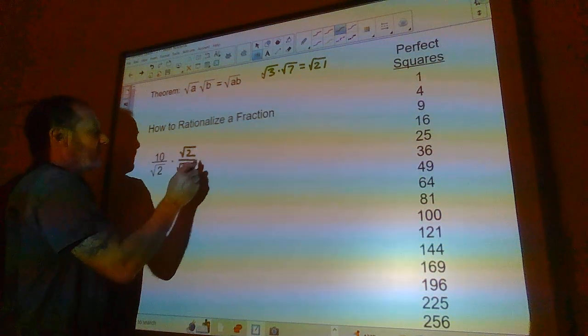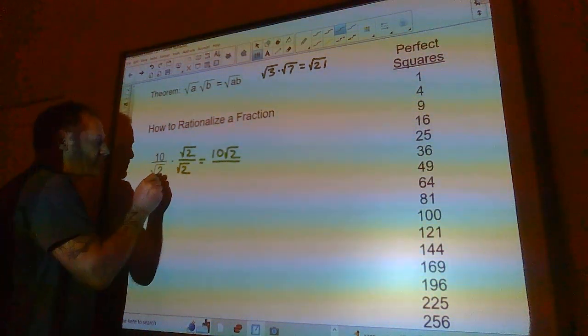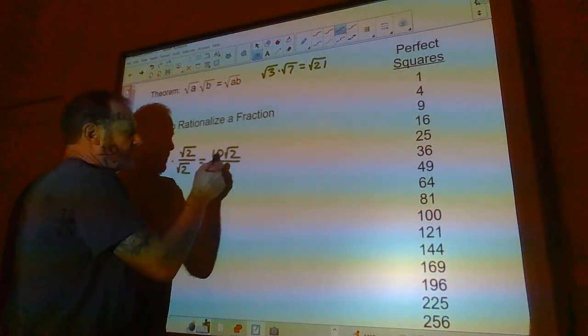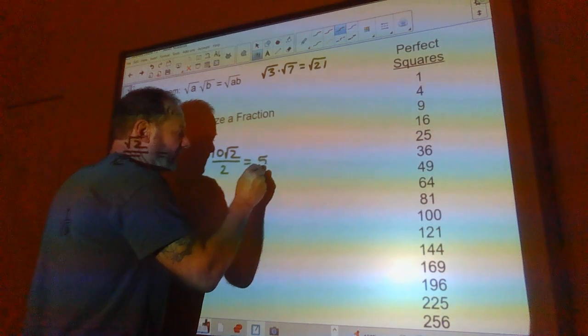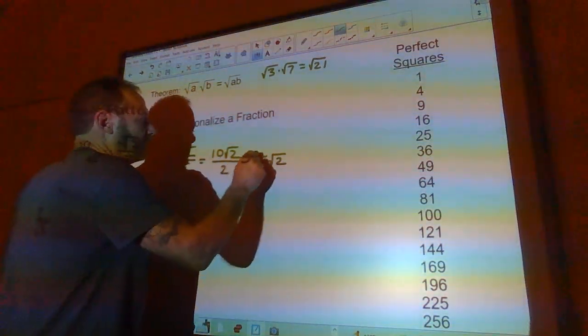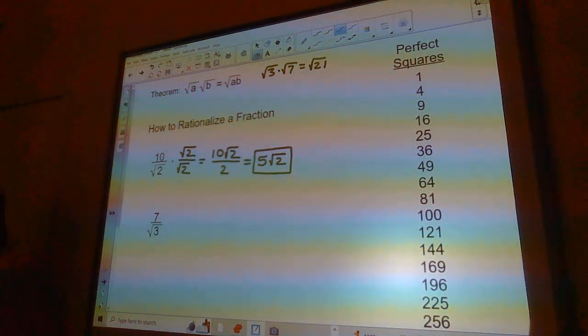Okay, so here we go. We're going to go 10 times the square root of 2 is 10 square root of 2, and square root of 2 times square root of 2 is 2. And since 2 goes into 10 evenly, we can go ahead and change this to 5 square root of 2. And that is our rationalized answer.